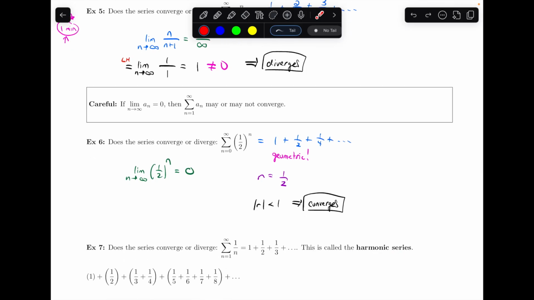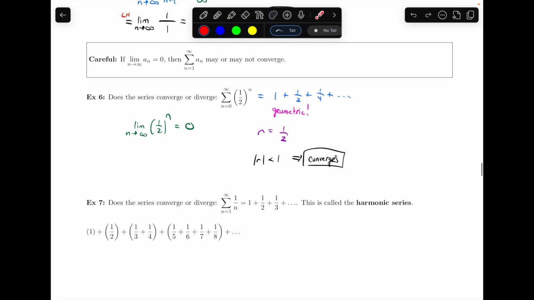So why does this diverge? Here's how we can argue this. I'm going to group the terms together. I'm going to put the first one by itself and the second one by itself. Then the next 2 I'll put together. And then I'll put the next 4 together. And then the next 8, and so on. And now the first 2 groups are simple enough. I'll leave them as they are.